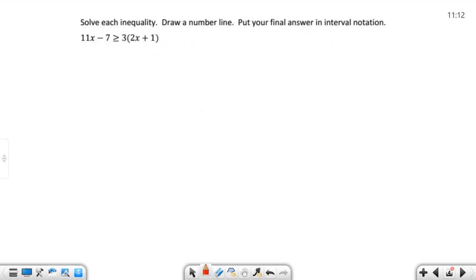So we're going to solve each inequality. We're going to draw it on a number line, and we're going to put your final answer in interval notation. So what I want to do is color code this, and I'll do the first couple this way. I may do them all this way, I don't know. So we'll do yellow for solve the inequality.